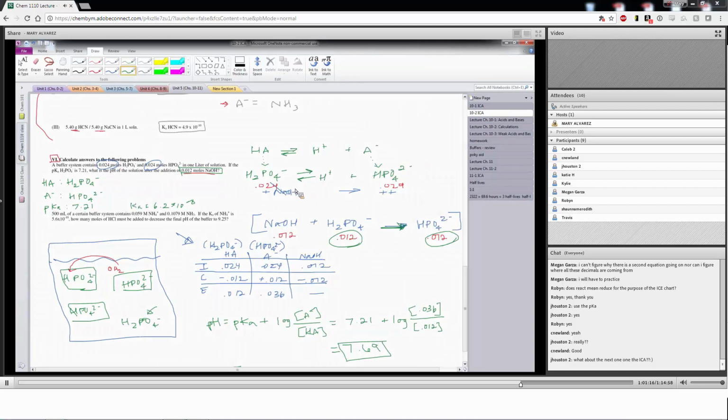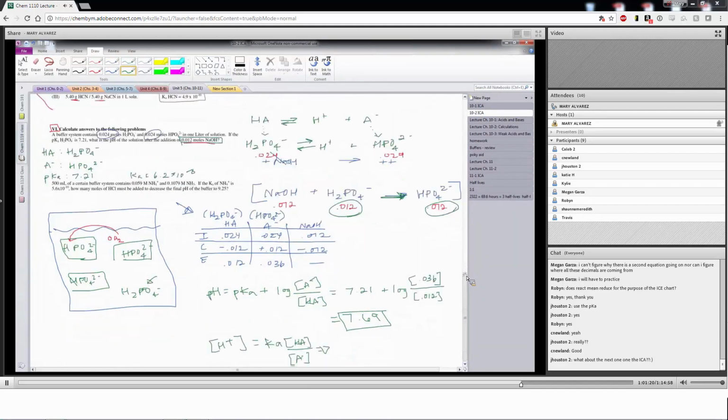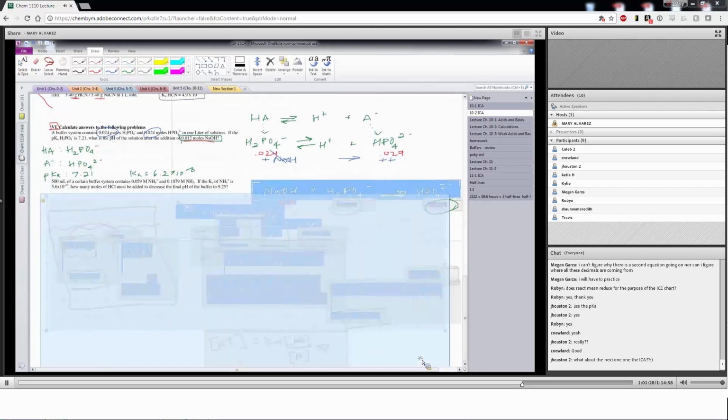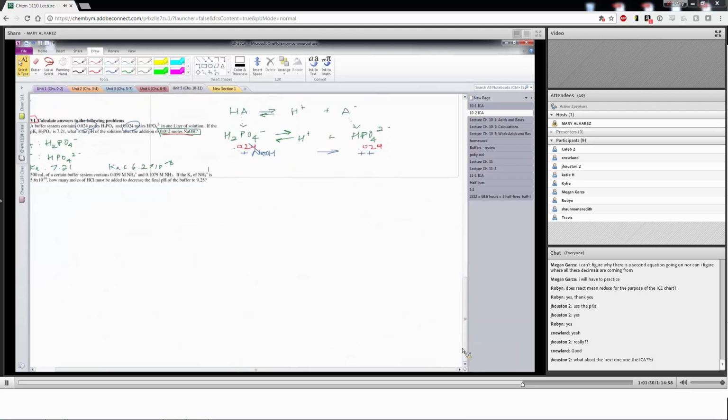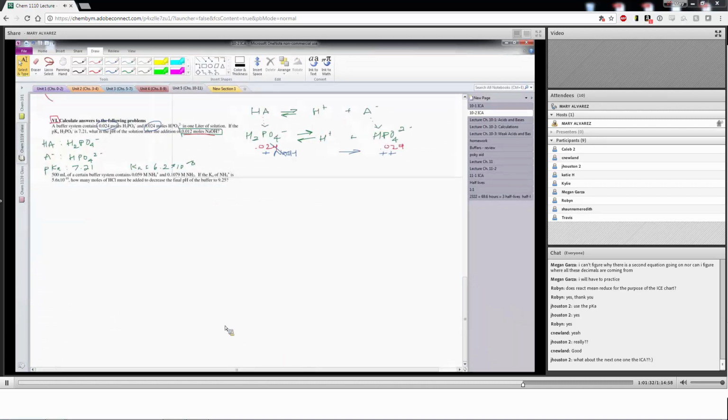The next one, okay, well, we'll do the next one. It's the same type of problem. I just ask it backwards, but it's the same type of thing. I'm actually going to erase this so that we've got space to work on that one. So I've got a buffer, 500 milliliters, a buffer system contains blah, blah, blah.